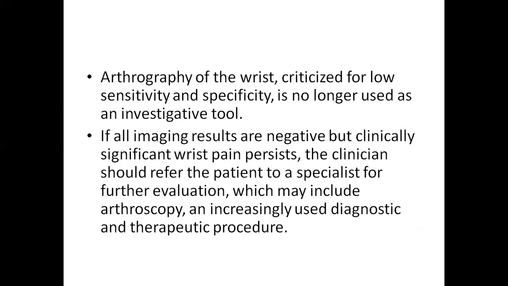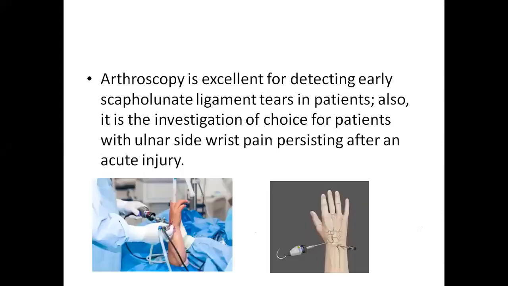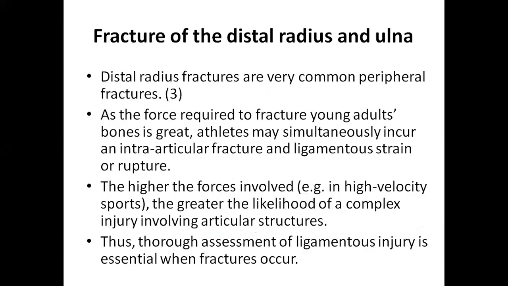Arthrography is not used because of low sensitivity and specificity, but as compared to arthrography, arthroscopy is excellent because it has good sensitivity and specificity. So it is excellent for detecting early scapholunate ligament tears in patients. Also, it is the investigation of choice for patients with ulnar side wrist pain persisting after an acute injury.